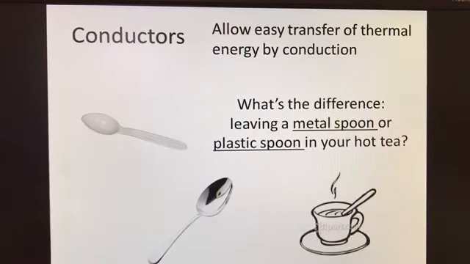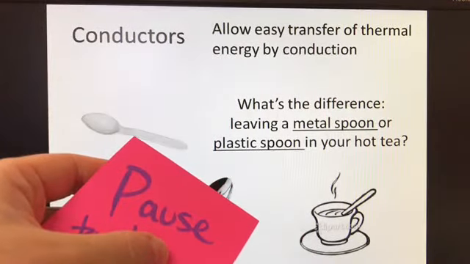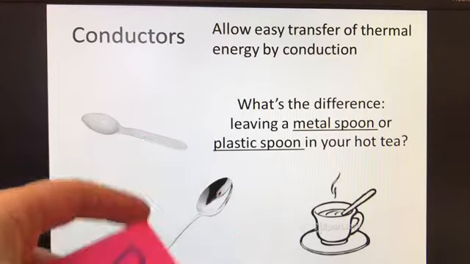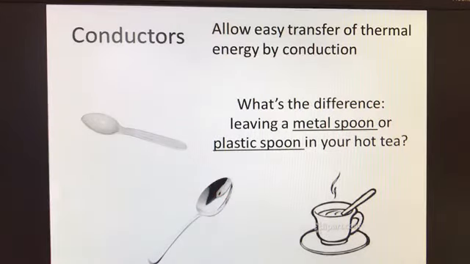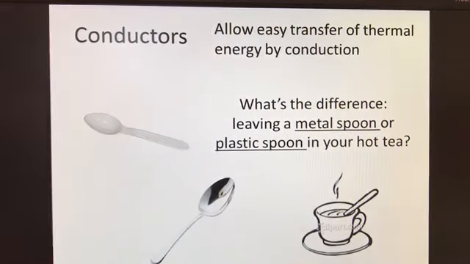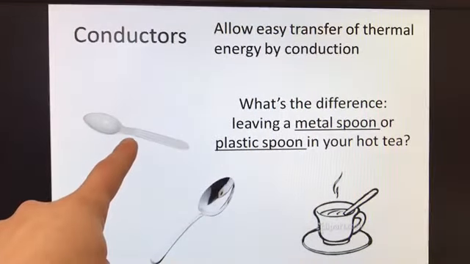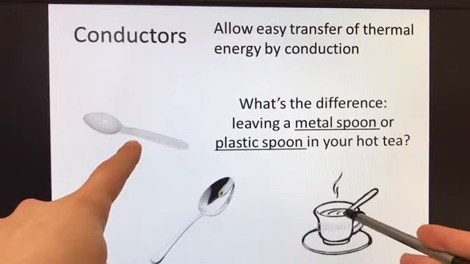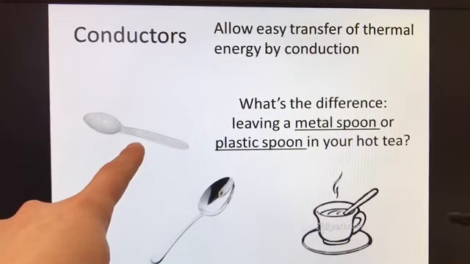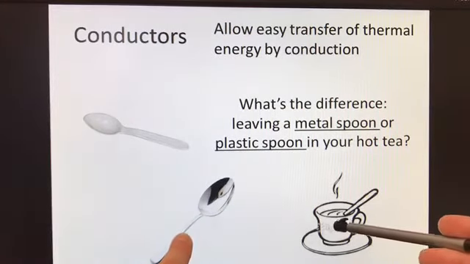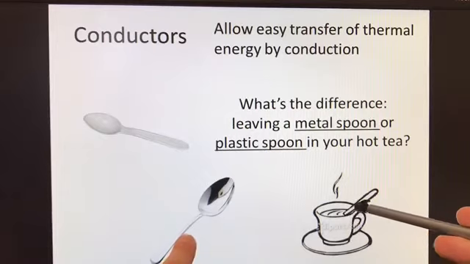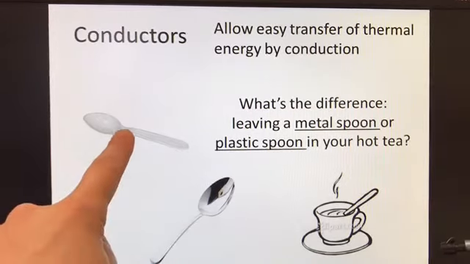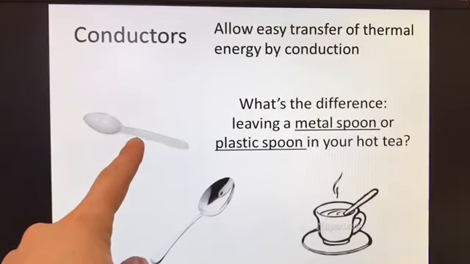Pause and think about that. So, what do you conclude? The difference is the plastic spoon is an insulator. It might get a little bit warm, but the heat doesn't transfer easily through that plastic up the length of the spoon. But a metal spoon, if you leave it in there long enough, it gets hot and that heat quickly and easily transfers up to the end of the spoon. So this spoon's going to get hot, and this spoon might warm up a little bit, but not much.